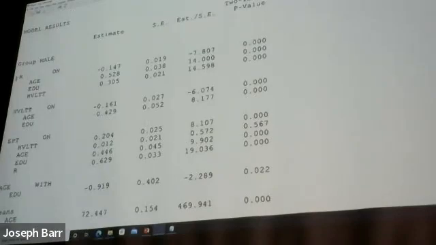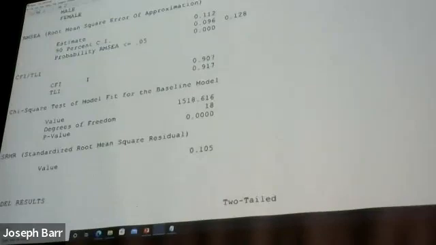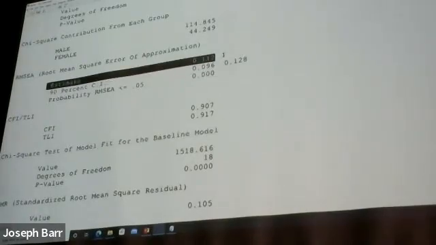Model results, okay. Now let's look at RMSEA. Although there's no factors, we put some constraint. We force some values to be the same across male and female. We put some constraint, so that's why RMSEA here is not 0 anymore.